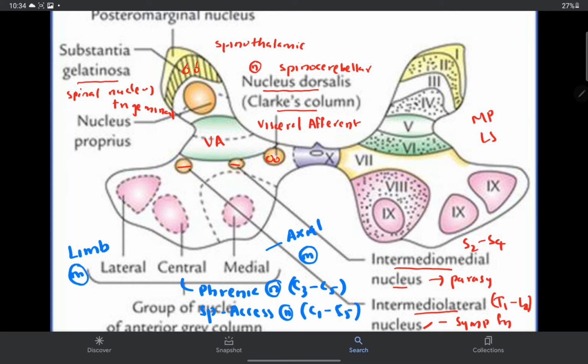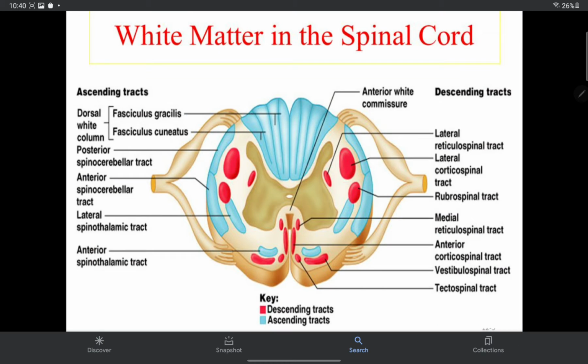So these all were the gray matter which I have been discussing. Now we will go on to the white matter. Talking about the white matter in the spinal cord, when you hear about the tracts, ascending tracts, descending tracts, these are all white matter. White matter is the collection of axons and the gray matter is the collection of cell bodies of the neurons. The collection of axons in the central nervous system is the tract. We have ascending tract as well as descending tract.